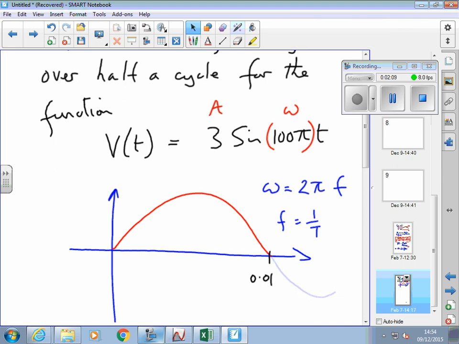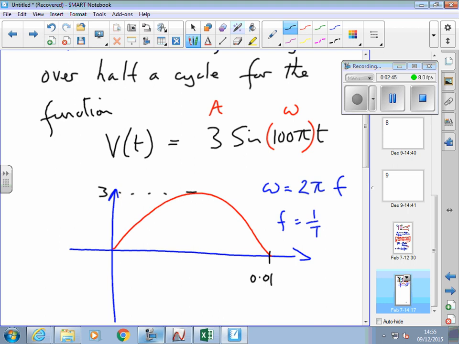Let's say I wanted to know what's the average voltage for half a cycle. I've got a voltage that's going up to a peak of 3 volts. How do I know that's 3 volts? Because that's the amplitude, right. Guys, I know there are distractions going on, but just try and focus on here. We're nearly there, okay? The amplitude is 3. I've got a peak voltage of 3 volts, and it starts at 0, and then it's going up to 3 and back down to 0 again for half a cycle.